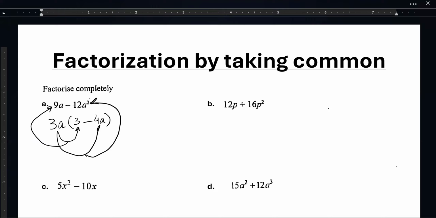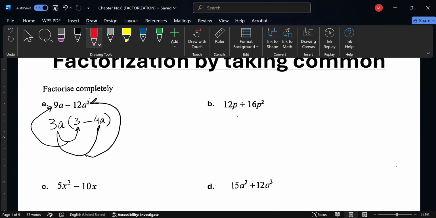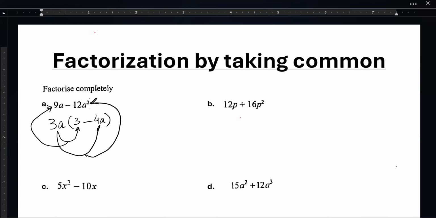Let's take the second question. Again they ask you to factorize, but if you look at this, we have p as common here. And look at the 12 and the 16. They are divisible by 2, and they are divisible by 4 as well. So we always take the biggest or largest number. It means I will take 4 and I will take p as common.